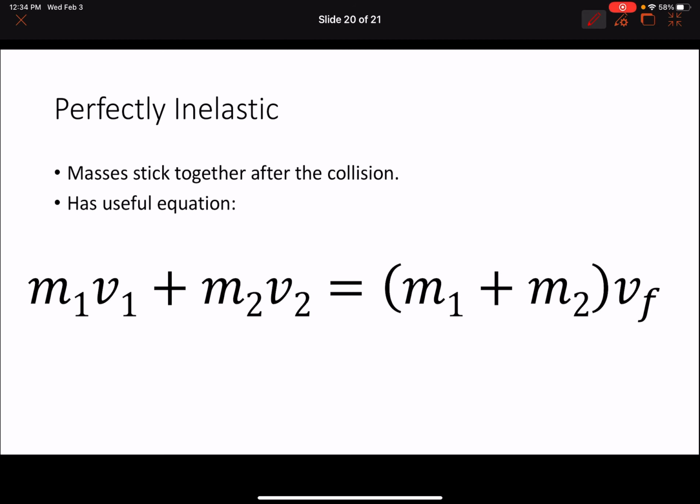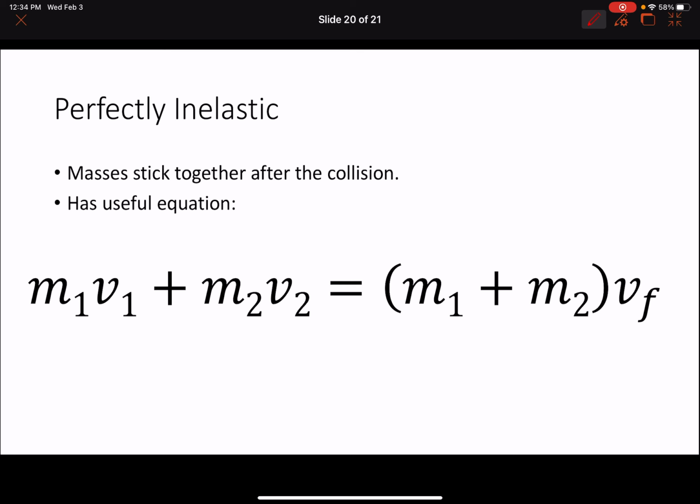And so, perfectly inelastic, this slide is more important for just knowing the term now. Perfectly inelastic just means that the masses stick together after collision. It's a really weird term. I don't know why it's called that. But it just means that the masses stick together after the collision. Okay?